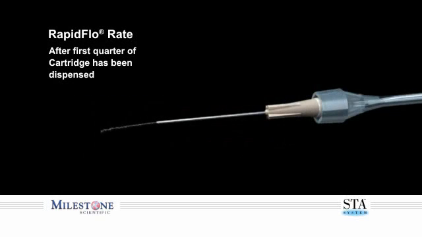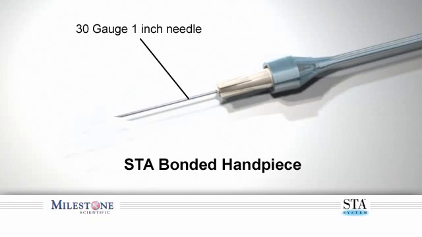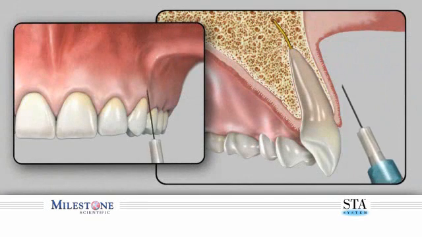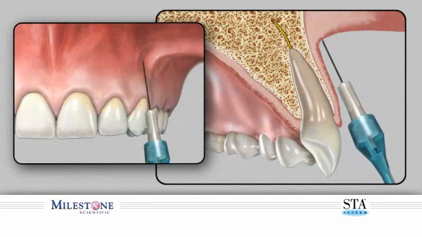It is important to remember that rapid flow is used during supra-periosteal buccal infiltration injections or mandibular blocks only after the first quarter cartridge has been dispensed and the patient has acknowledged that they have soft tissue anesthesia of the area being injected. To administer a supra-periosteal infiltration injection, we recommend the use of a 30-gauge 1-inch needle. Topical anesthetic may be used if you or your patient desire.